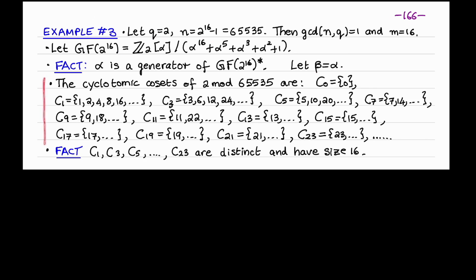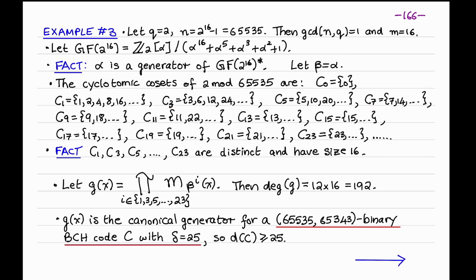I've listed here some of the cyclotomic cosets of 2 modulo 65,535. Note that the cosets C1, C3, C5, C7, up to C23 are distinct, and each has size 16. Now, let g(x) be the product of the minimal polynomials of powers of beta, as the powers range over the odd numbers from 1 to 23. There are 12 such odd numbers, and each of these minimal polynomials has degree 16. And so the degree of g is 12 times 16, which is 192.